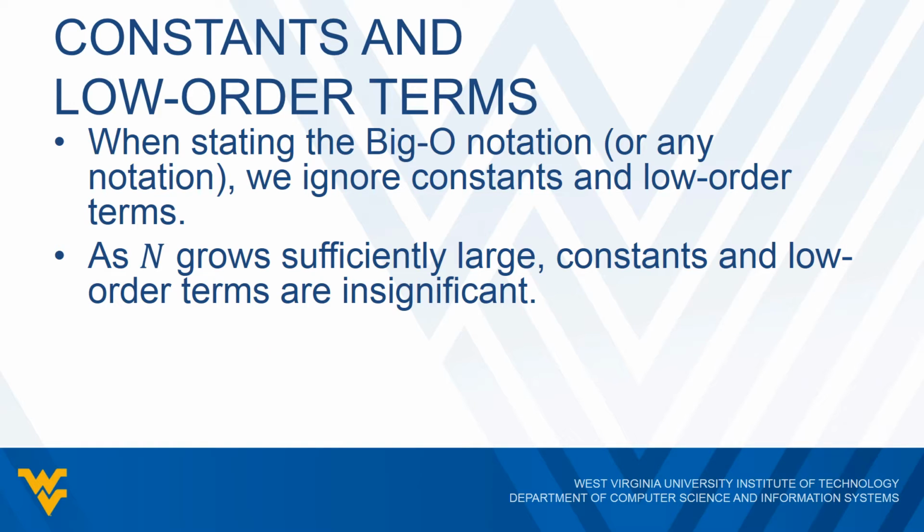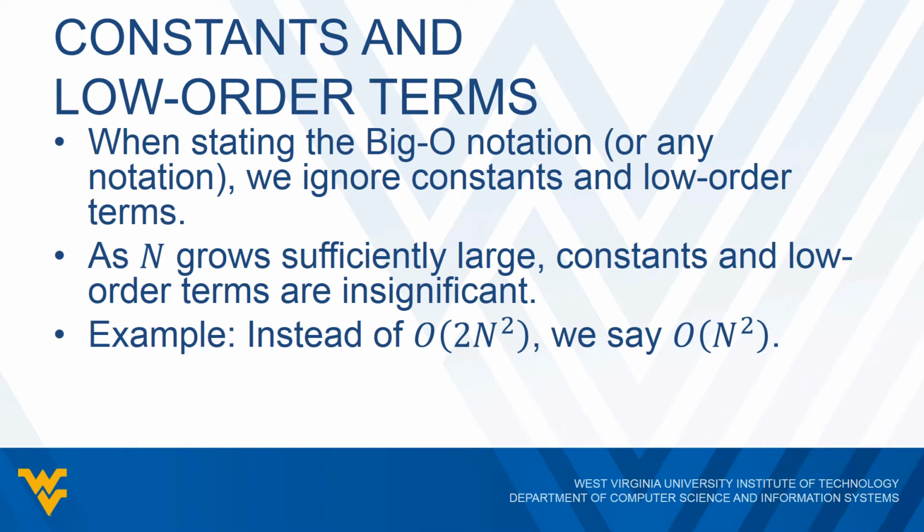So let me give you a couple of examples. Let's say we have O of 2n squared. The 2 is not needed. We can just say O of n squared. If n is like 4 quadrillion, it really doesn't matter whether we have the 2 in there or not, as far as how long this is going to take with respect to the size of n. So we can just ignore the constant factor here.